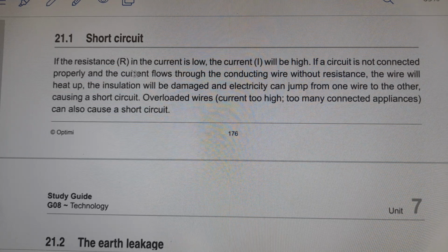If a circuit is not connected properly and the current flows through the conducting wire without resistance, the wire will heat up. The insulation will be damaged and the electricity can jump from one wire to another, causing a short circuit. Overloaded wires, current too high, or too many connected appliances can cause a short circuit. So a short circuit can be caused by overloaded wires, or if the circuit is not connected properly.